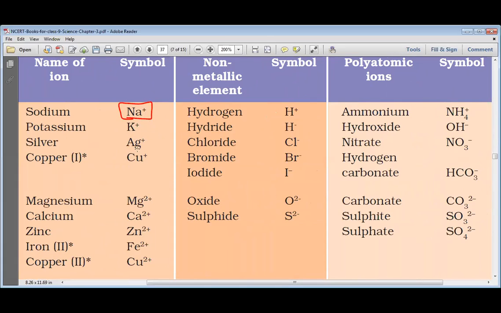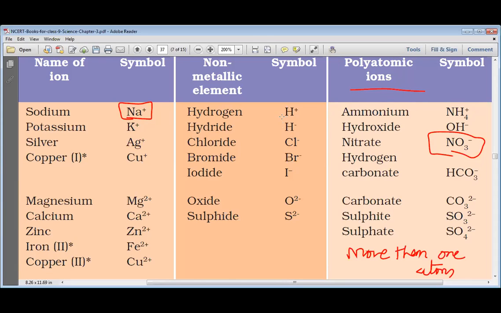Name of sodium ion, symbols. Potassium ion, silver ion, copper ion. But when you look at this, these ions are known as the... Can you read what I have encircled? I have encircled polyatomic. Yes, these polyatomic ions have more than one atom. As this ion has more than one atom, it is known as the polyatomic ion.